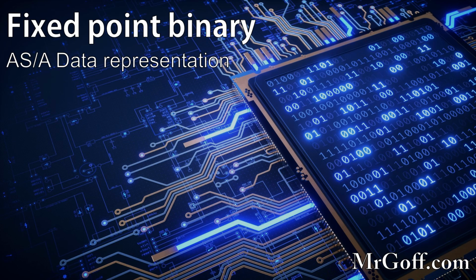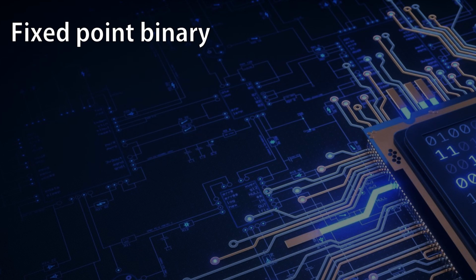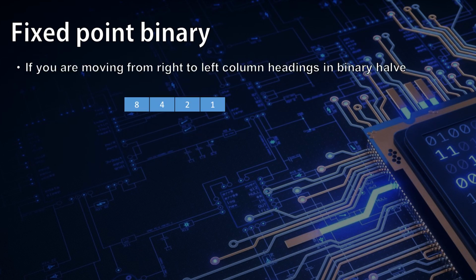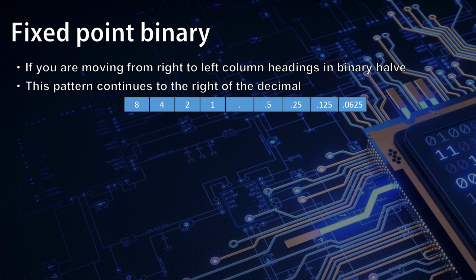This video will be focused on fixed point binary. If you are moving from right to left, column headings in binary halve each step you take. It stands to reason, therefore, that this pattern simply continues to the right of the decimal, with the first column being halves, then quarters, eighths, and sixteenths. These can just as easily be represented with decimal values as is shown here.